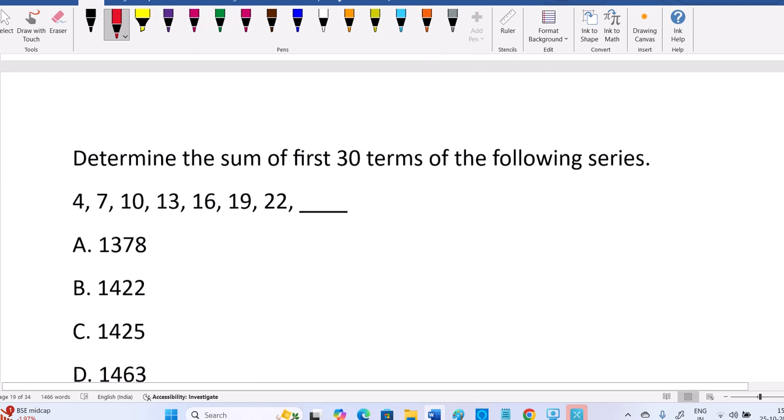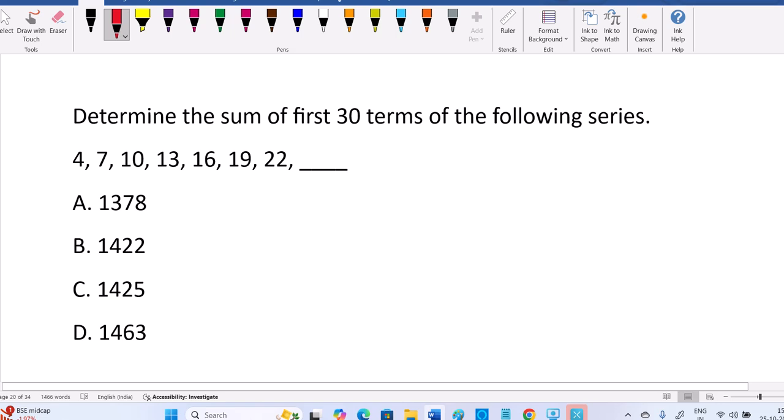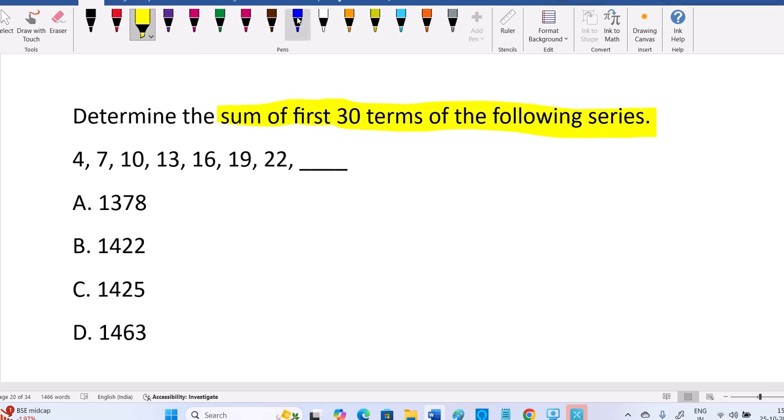Now see this excellent question. Let me check how many of you are able to answer. What is the next number? No, don't say the next number is 25. The question is: the sum of the first 30 terms of this series. Here 7 terms are available, I want 30 terms. Summation of 30 terms. Solve.